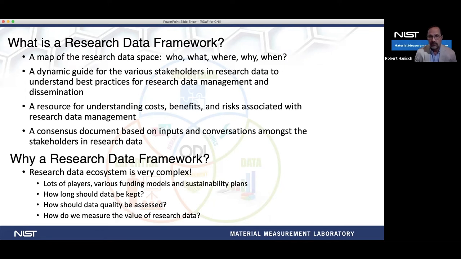Why do we need to do this? Well, the research data system is very complex. There are many players, various funding models, various sustainability plans. People are uncertain about how long to keep data. How do we assess the quality of the data? And how do we measure ultimately the value of that research data?